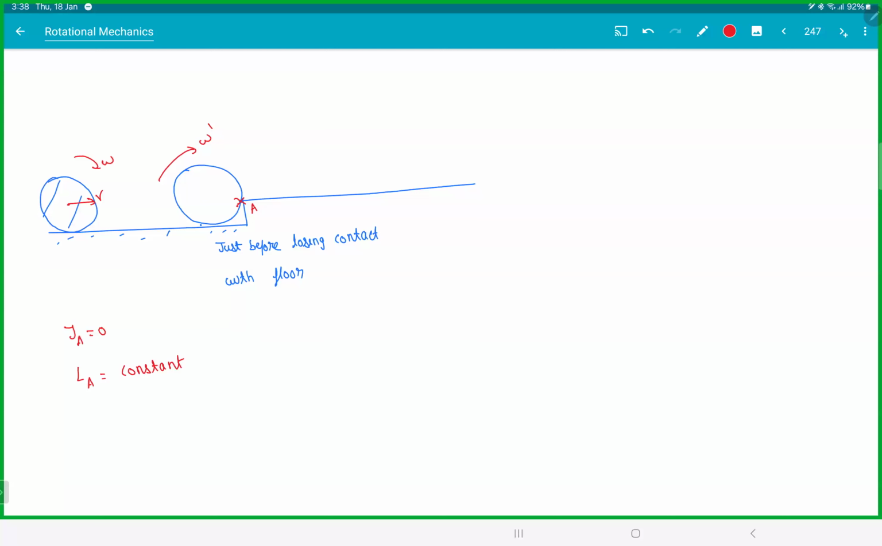You said the step's height is h. So what is the perpendicular distance? Extend the vector and drop the perpendicular. So this distance will be R minus h. L initial is equal to L final. So L initial will be mv times (R minus h) in the minus k direction, plus I_CM omega in the minus k direction. L final will be the moment of inertia about A times omega dash in the minus k direction. You just conserve angular momentum about point A. Since it is sticking at the point and rotating, it becomes like a pure rotation about A. It's like a hinge.